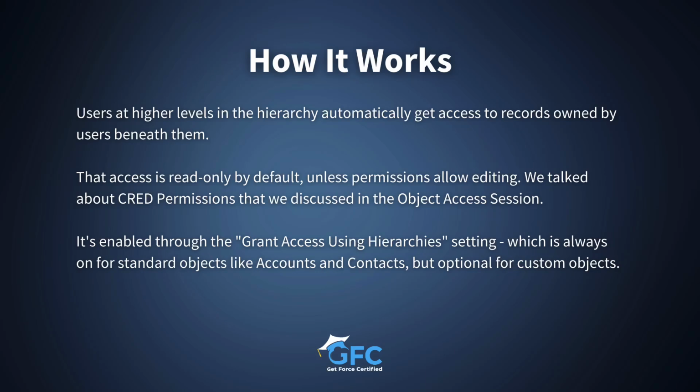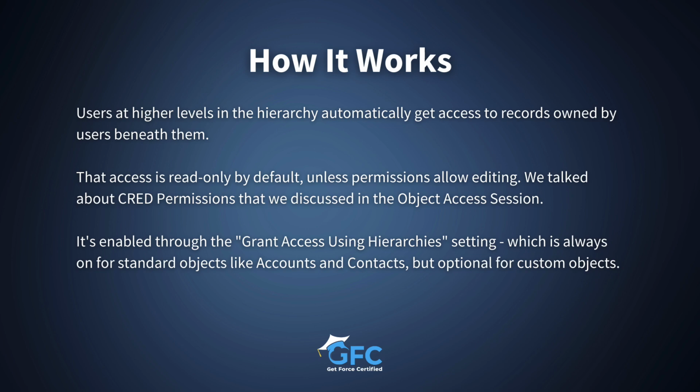Here's how it works. Users at a higher level in the hierarchy automatically get access to records owned by users beneath them. That access is read-only by default, unless permissions allow for editing. We talked about CRED permissions when we discussed object access. It's enabled through the grant access using hierarchy setting, which is always on for standard objects like accounts and contacts, but it can be turned on and off for custom objects. Think of it like a visibility ladder. If you're higher up, you can look down and see more data, but if you try to look sideways or you try to look up, then no, you won't.